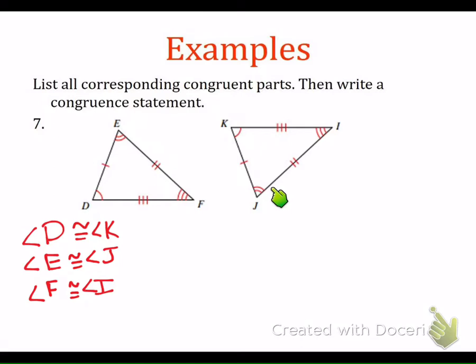Now, when you're listing the sides, you want to start with the angles that are congruent. So if I'm going to start with D and go to E, I need to start with K and go to J. That's what I mean with order matters, okay? So for the sides, I'm going to do D, E, K, J. You can't say J, K. Order matters, okay?